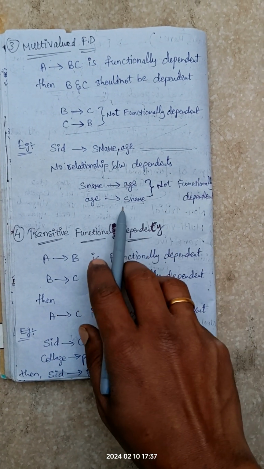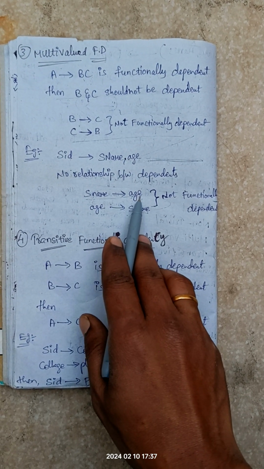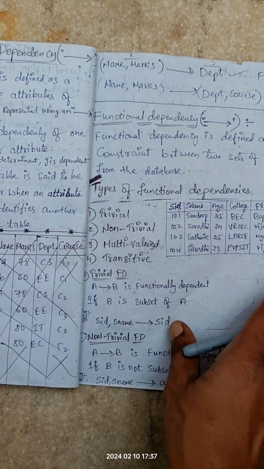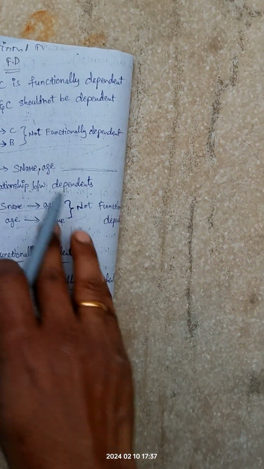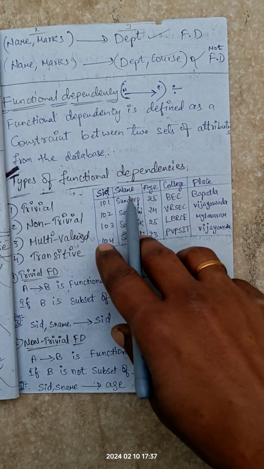But you can ask me how you are saying student name tends to age is not functionally dependent, by looking at the table. See, student name tends to age, right? Student name tends to age, not functionally dependent.